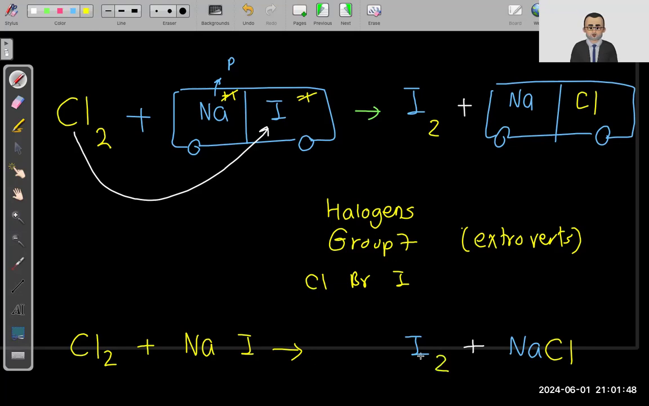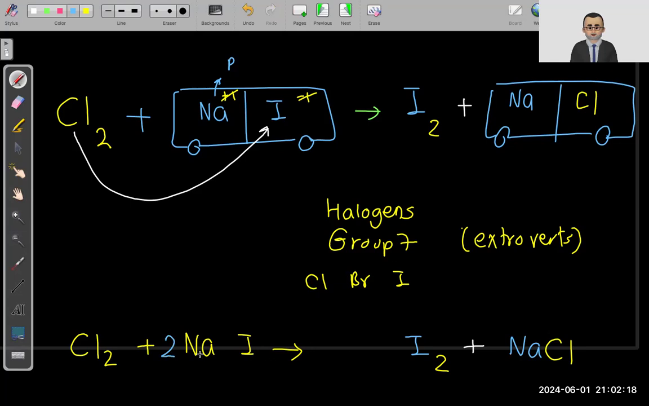But wait, this is not balanced now. Now I have 2 I's, and here I have 1 I. So what should I put to balance it? Should I put a 2 here? No, mister, you never balance with the compound. You always balance by changing what's here, right? So I write 2 here. Why did you write 2 here? Why didn't you write 2 here? If you write 2 here, you are changing the compound. You always balance by changing the number before the compound, not the subscript, by changing the coefficient.